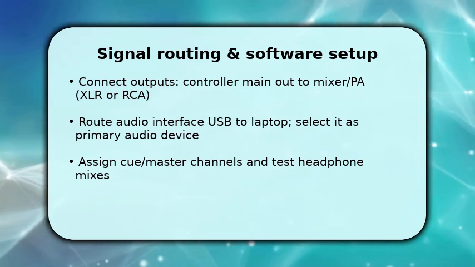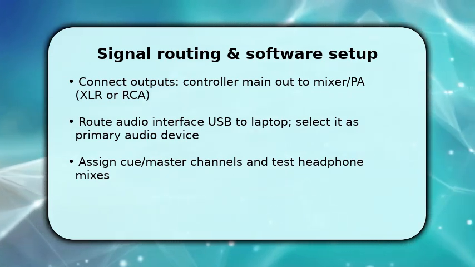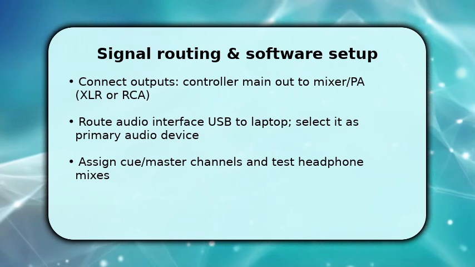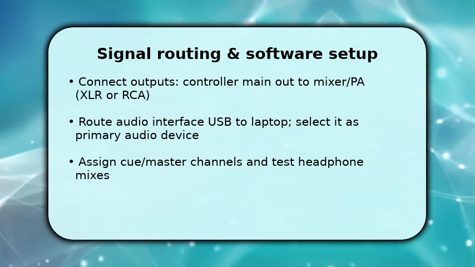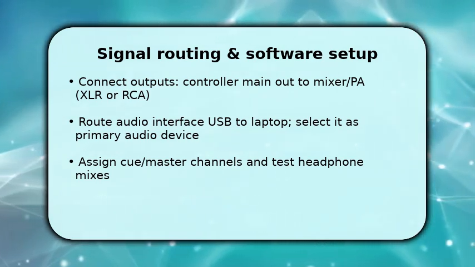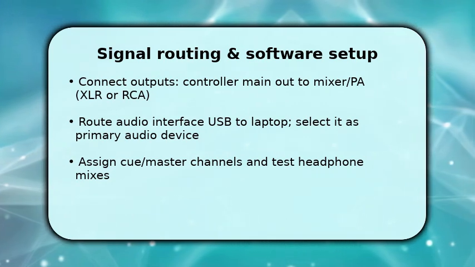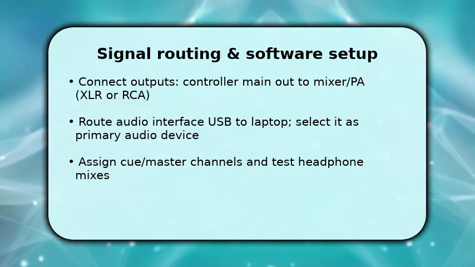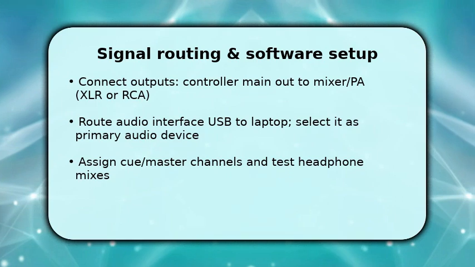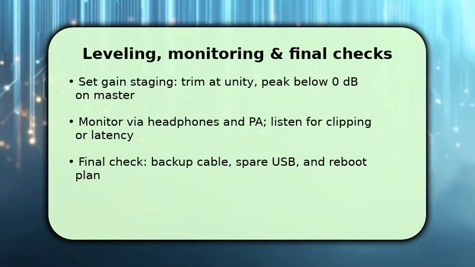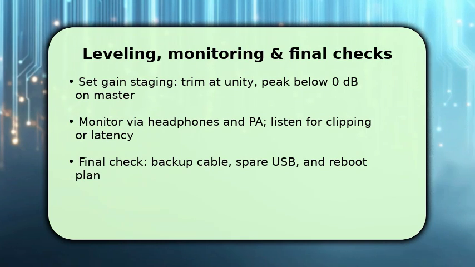Once your audio interface is USB connected, choose it as the primary device in your DJ software and set buffer size low enough for latency but stable. Then assign cue and master outputs, create headphone mixes, and play a test track to confirm routing and level. Finish by leveling and verifying real-time monitoring so your set sounds clean.